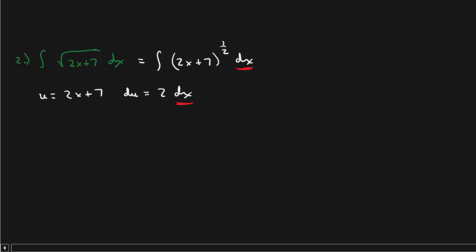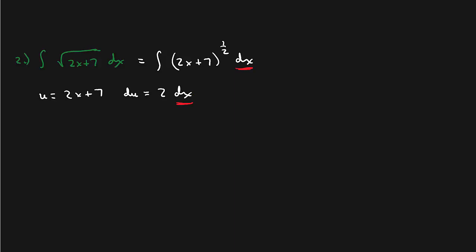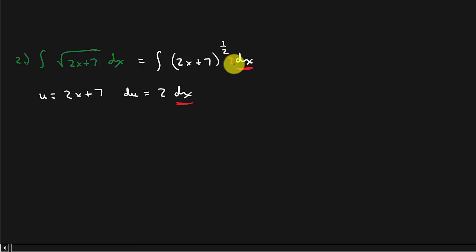Well, we need a 2, don't we? It would really help if we had a 2 right there. Then we would have 2x dx, just like this, 2x dx. So how about I just multiply that by 2?